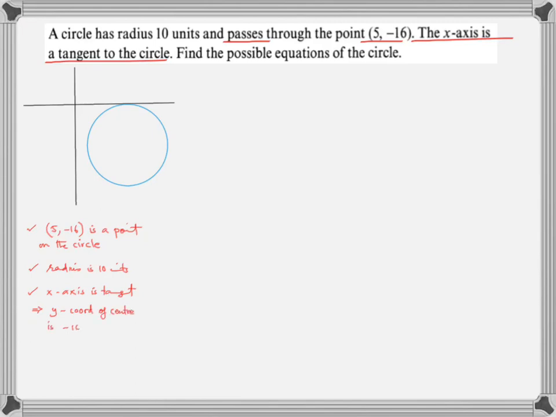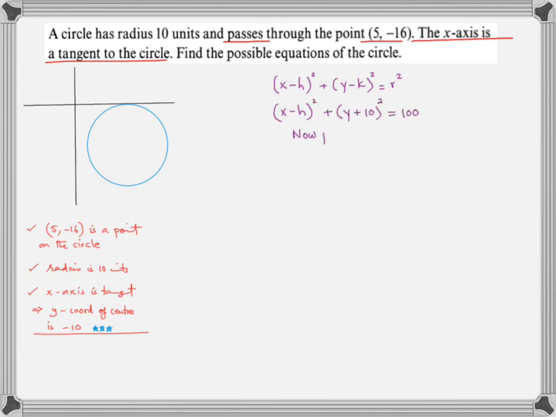X-axis is tangent. Y-coordinate of the center is minus 10 because it's below the x-axis. How do I know it's below the x-axis? Because look at the point (5, -16). It's below the x-axis. That's one possible diagram that I've drawn. When my answer comes, there would be another possibility which would be in the third quadrant. Let's work for it.